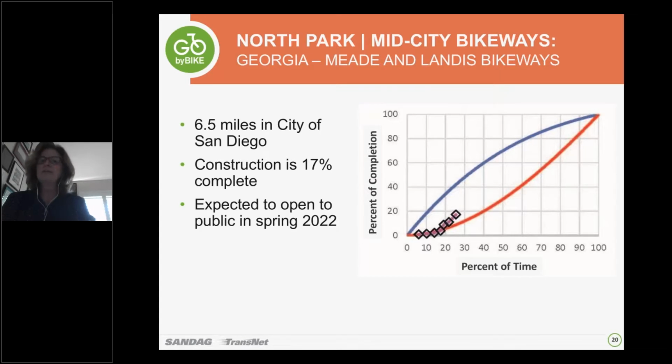Next slide. So we mentioned 6.5 miles in the city of San Diego, just started in earnest earlier this year. And it will take another year and a half. So early 2022 is our open to the public date. And you can see how the banana curve is there. It looks pretty good right now.